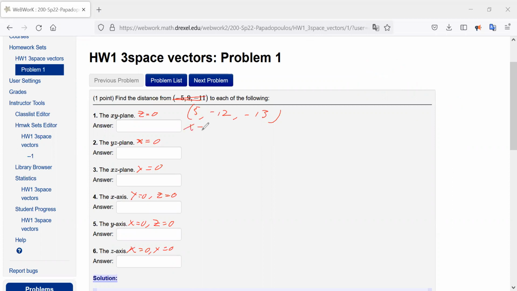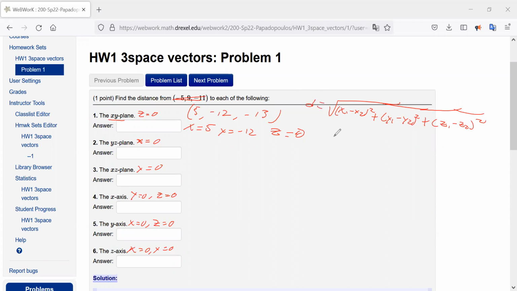So then we set X equal to 5, Y equal to -12, and Z still has to be equal to 0 because it's on the XY plane. If we plug this into the distance formula, that's going to be the square root of (x1 minus x2) squared plus (y1 minus y2) squared plus (z1 minus z2) squared. That's our distance formula, right?